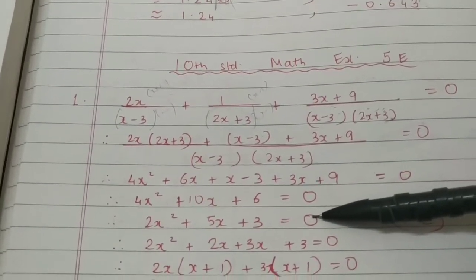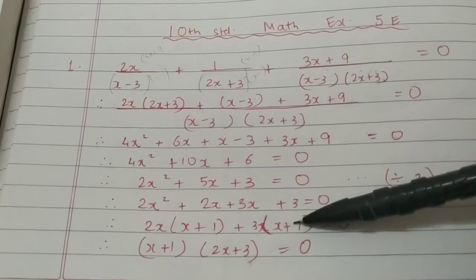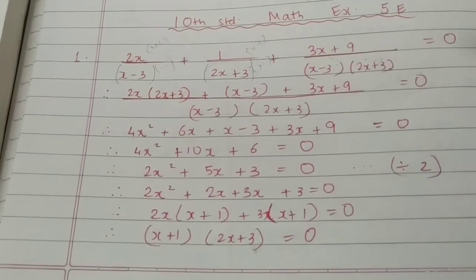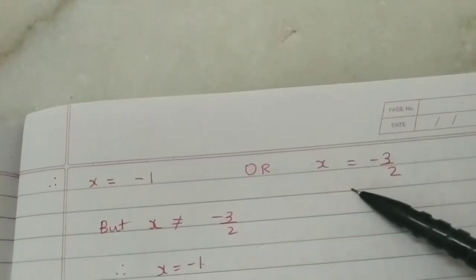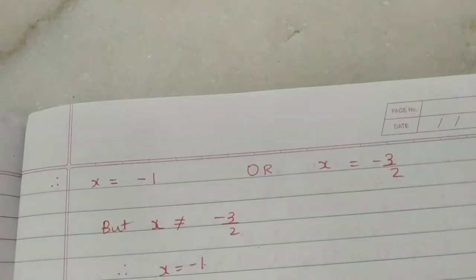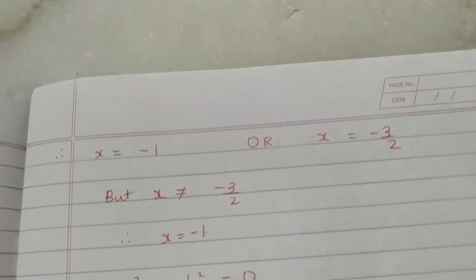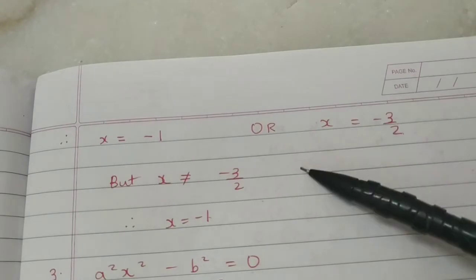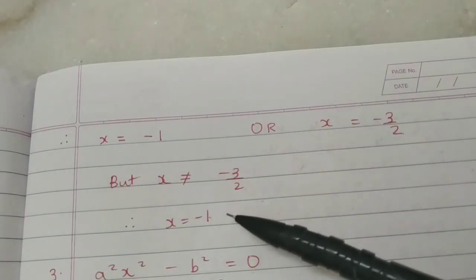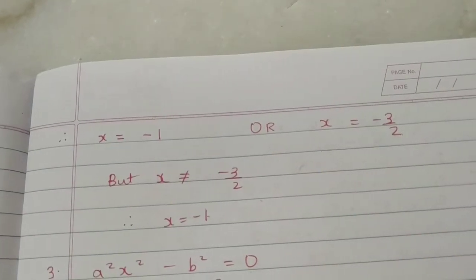Here we can split the middle term. After that we get 2 roots of x. So x is equal to -1 or -3/2. But in the question, they had mentioned that x is not equal to -3/2. So the final answer has to be mentioned as -1. Don't forget to do that.